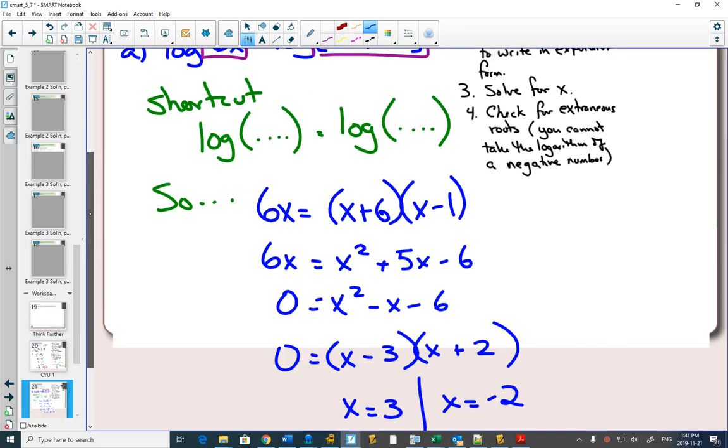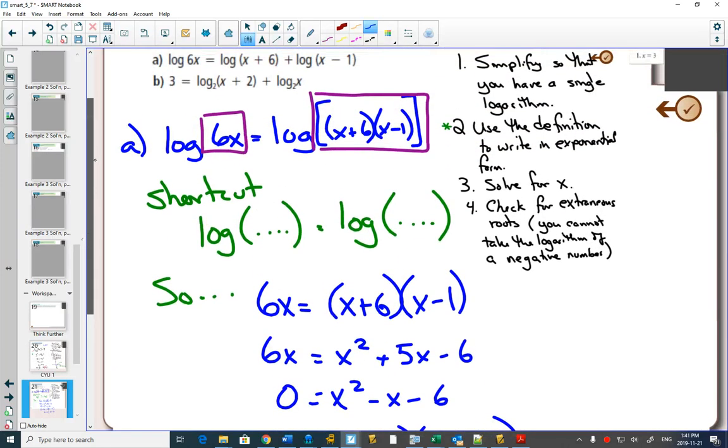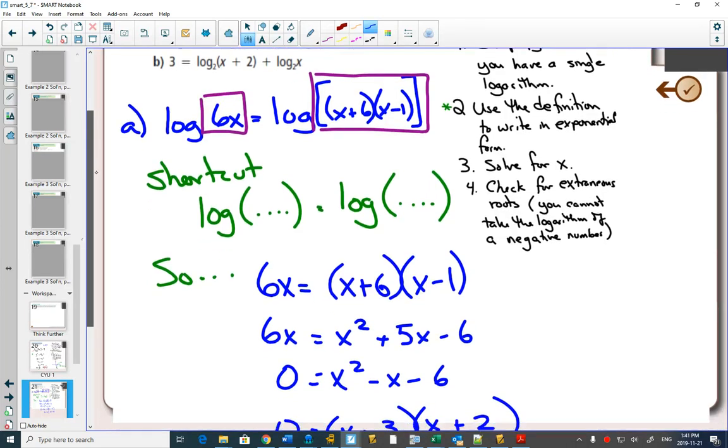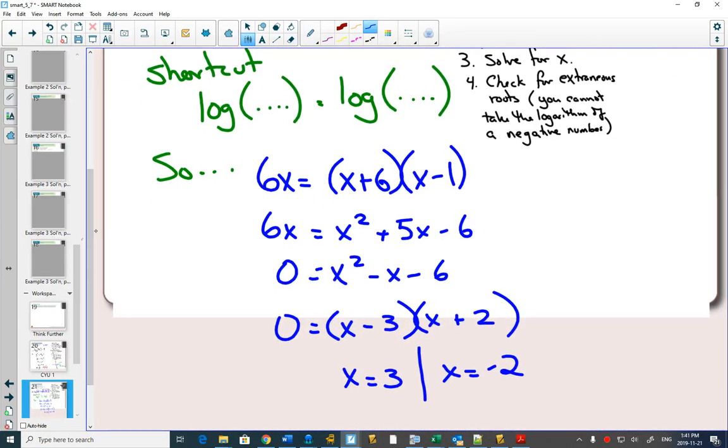So what did this shortcut do for us? It sort of skipped step 2. Usually we have to use the definition to write an exponential form. This time we got to skip that step, and we could go right into solving for x. Okay?